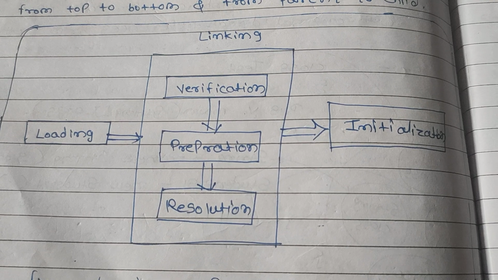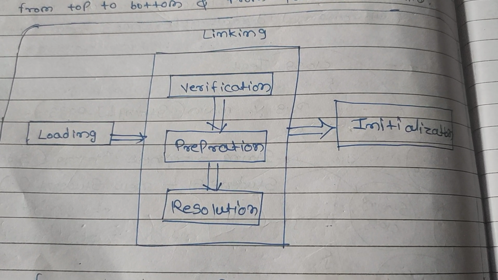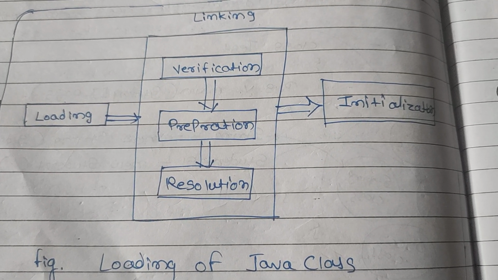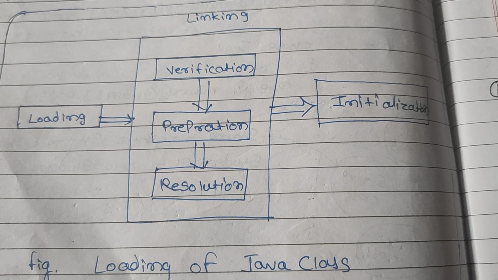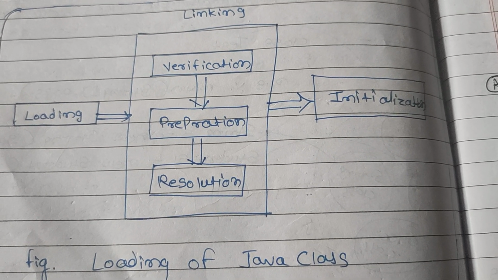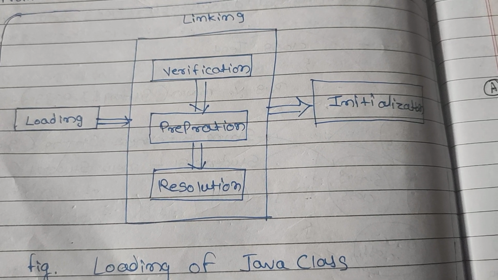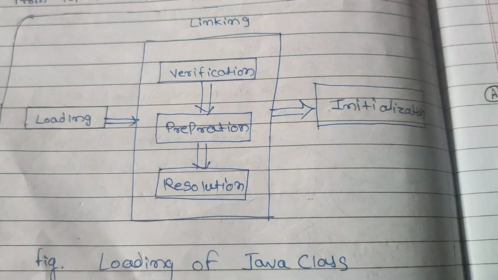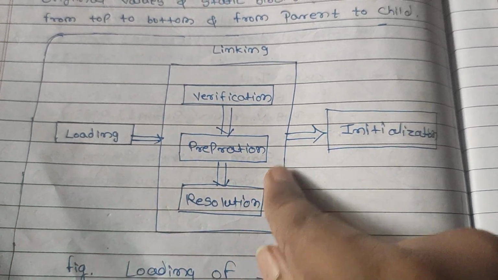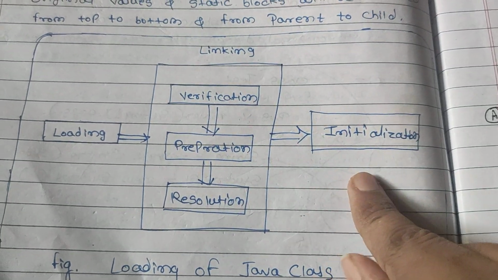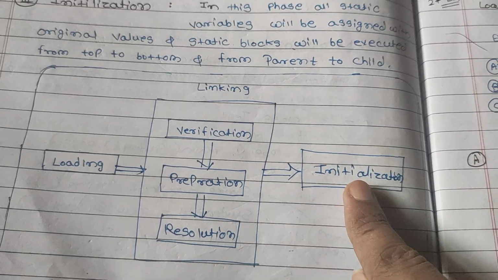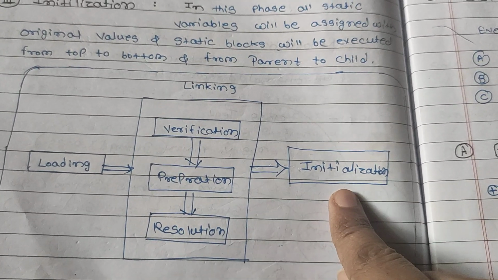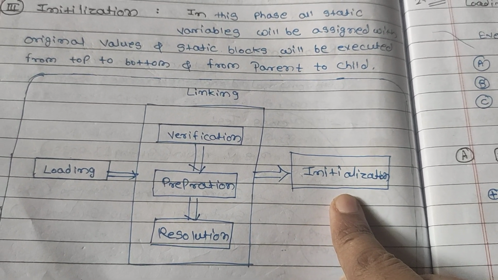I created this diagram. This diagram gives an overview of the loading of Java classes, or you can say what parts are present in a class loader subsystem. Okay, the three processes you can see here are all present under the class loader subsystem. The loading, this whole is the linking process, and this one is the initialization process. As we talked about, initialization, as its name suggests, is initializing the static variables and executing the static blocks from top to bottom and from parent class to the child class.